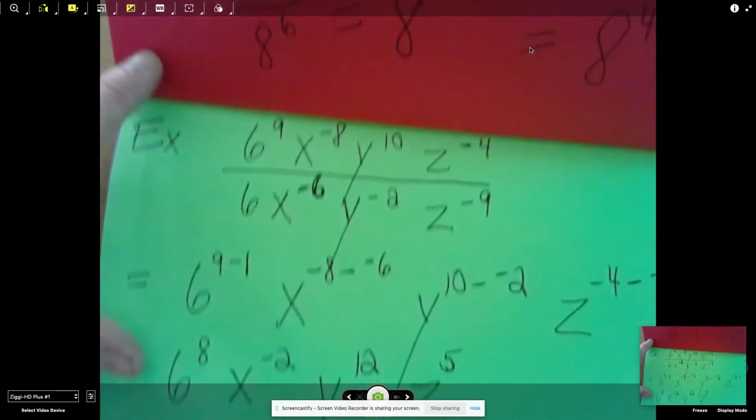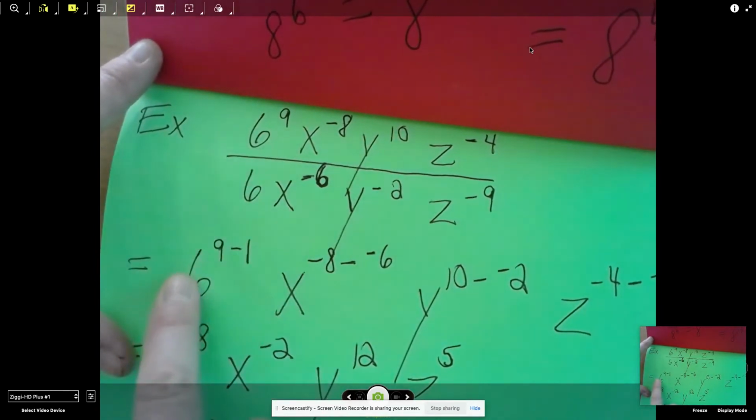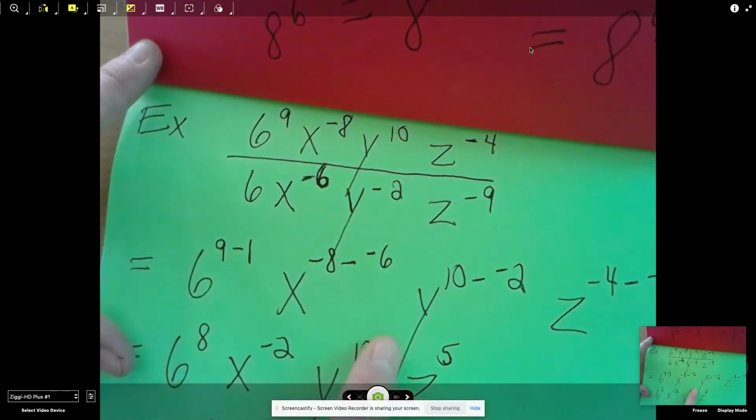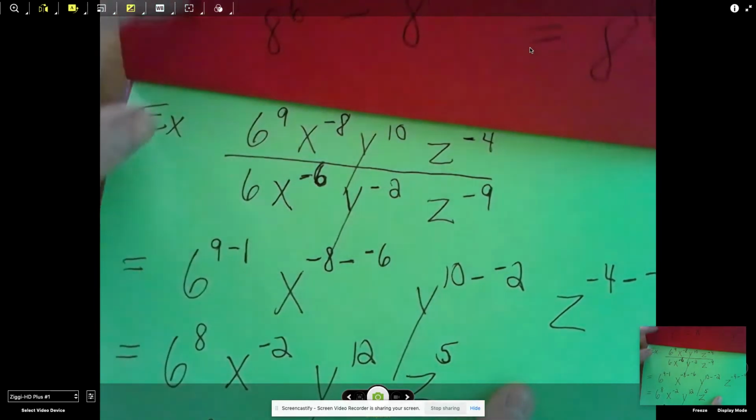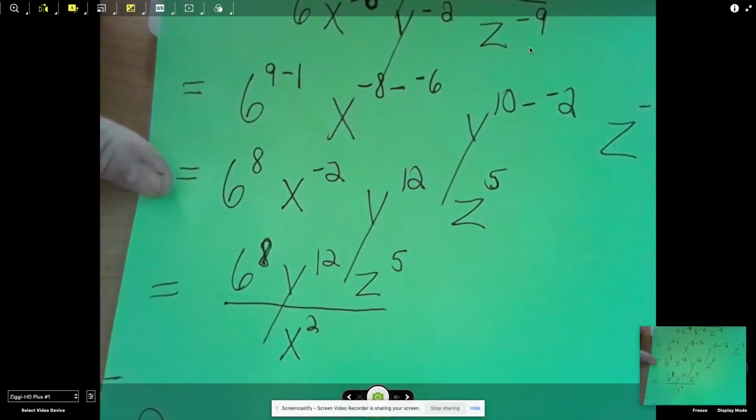But sometimes when you do top minus bottom, see how in this example you just grouped all the base 6, x, y, and z. When you do top minus bottom, sometimes it turns out to be a negative exponent, so then you end up having to flip it over and move it to the bottom.